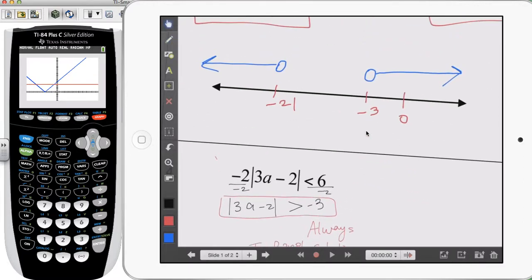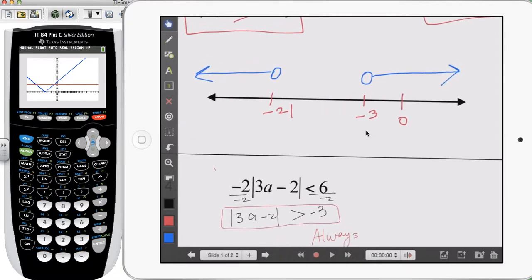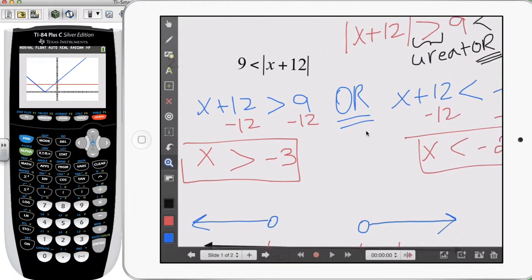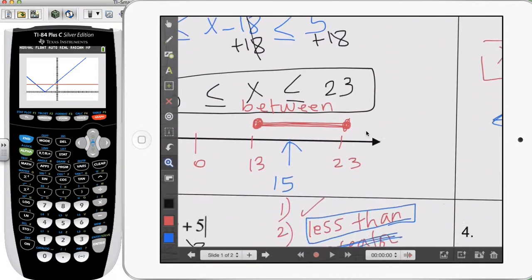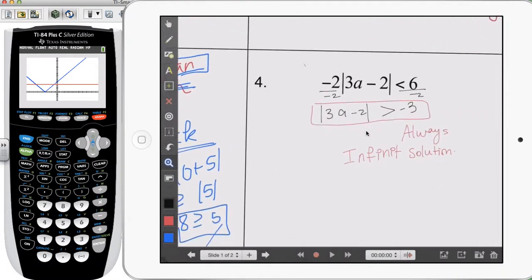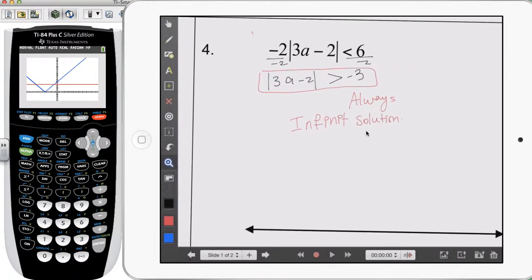Now in all the other parts, the absolute value was always greater or smaller than a positive number. When you have a negative number, this is when you need to stop and think. So every time you have a negative on the other side, you have to stop and think. If they're saying that the absolute value is greater than a negative number, it's an infinite solution.